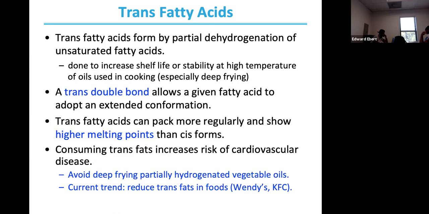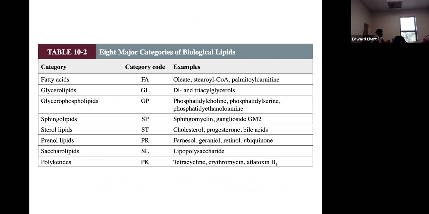I like this. Current trend: reduce trans fatty acids. All major fast food restaurants have ceased using trans fatty acids for at least a decade now. So maybe we need an 8th edition. No, just kidding.